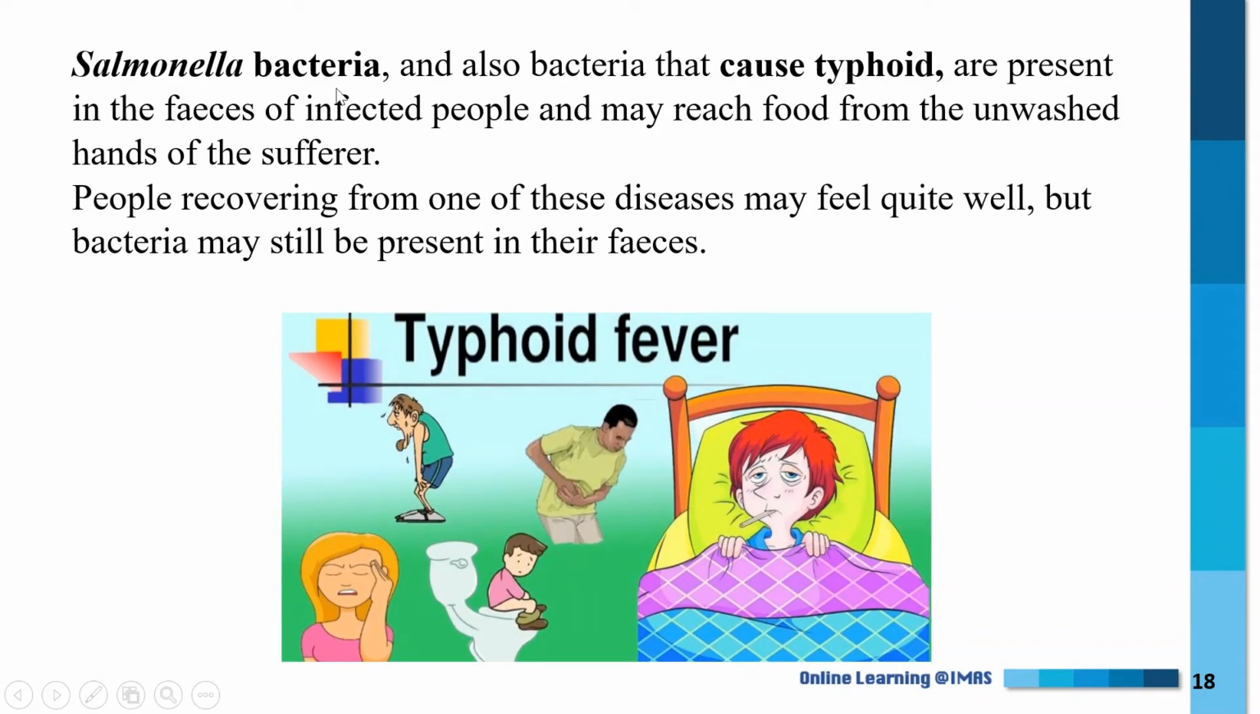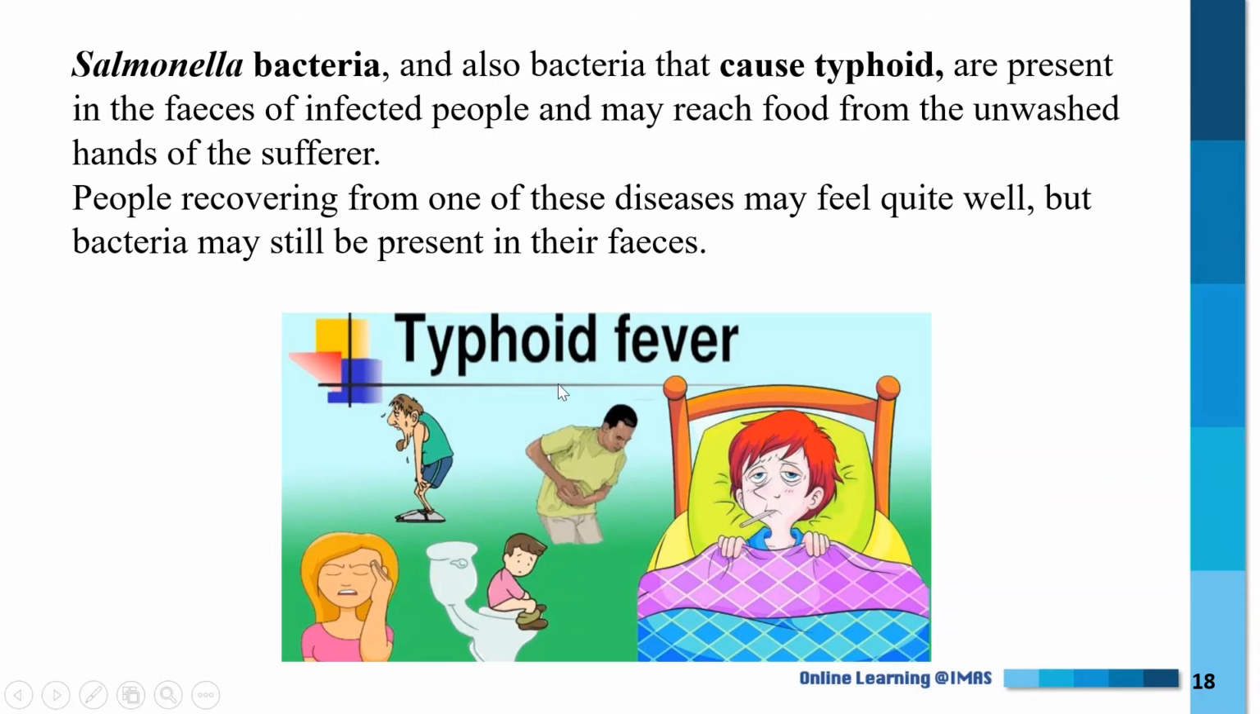So salmonella bacteria can also cause what we call typhoid, and are present in feces. Salmonella can be present in the feces of infected people. If someone has salmonella, he can be infected. Of course, he can pass it in his feces, and let's say he recovers. He recovers, but he still has some bacteria in his feces.